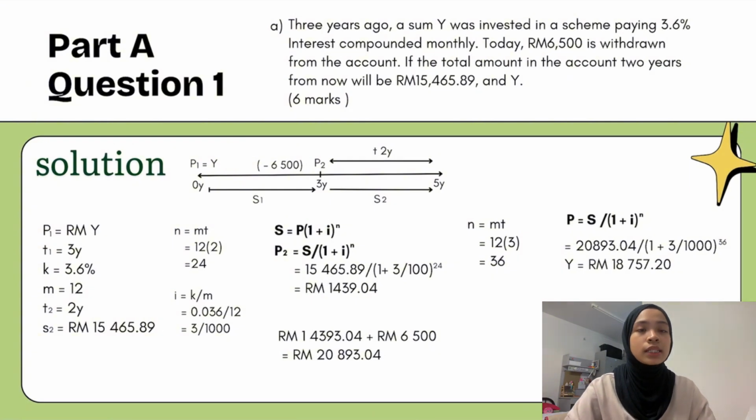At this step, we must add the value of P2 and the value of money that has been withdrawn, which is 6,500 ringgit. So we get 20,893 ringgit 4 cent. Now, we must calculate the new value of N, and we use the formula of M times T. Here is the final step to obtain the value of P1 by using the same formula that we use in the P2 calculation. Therefore, we get 18,757 ringgit 20 cent as the final answer.